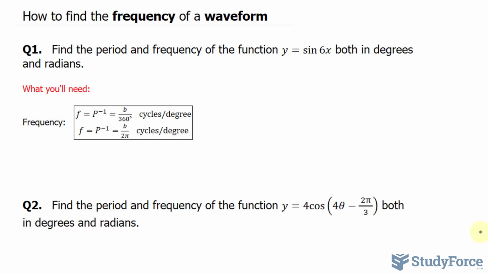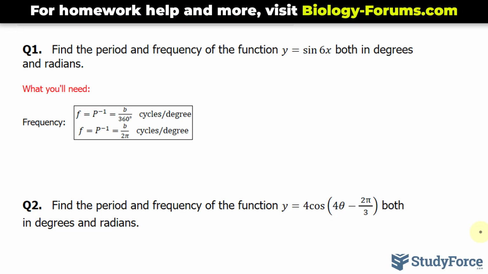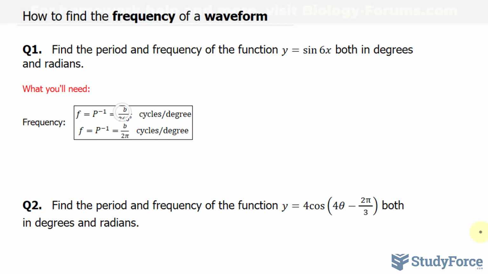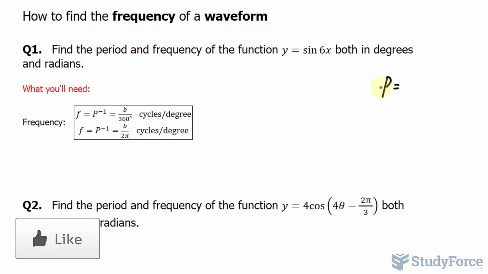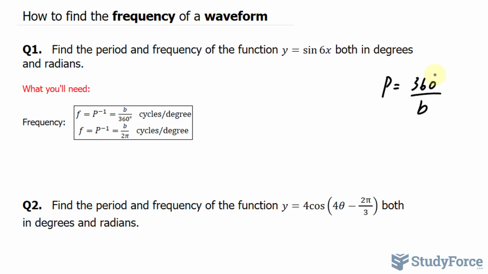And that's represented right here, where frequency is equal to p superscript -1, which suggests the reciprocal of the period. And if that's the case, if frequency is equal to b over 360 degrees or 2 pi, then the period, if we're finding it in degrees, will be 360 over b. And of course, this can be either degrees or 2 pi radians.